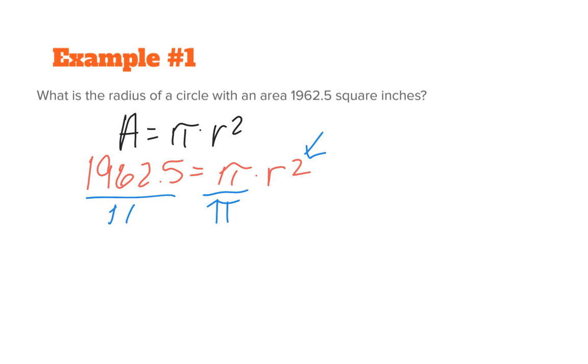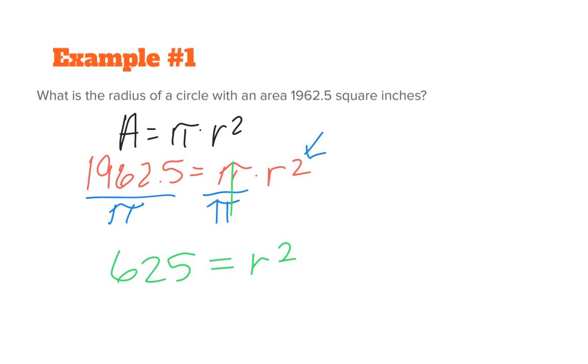And just for the purpose of this, I use 3.14 for pi, so we'll just go with that. So I'm going to take 1,962.5 and divide that by 3.14. When I do that, I get 625, and that's equal to pi divided by pi cancels out. That's equal to r squared.